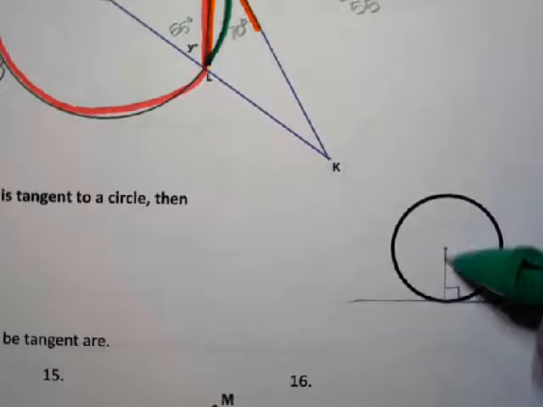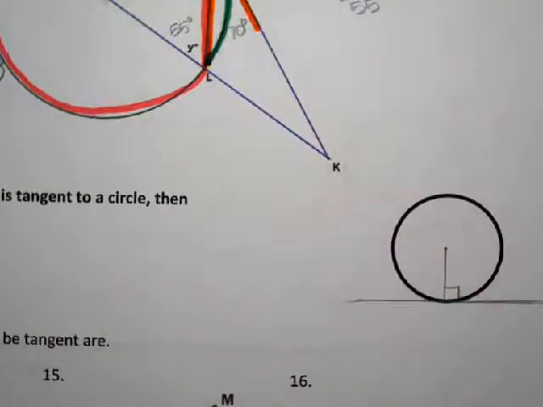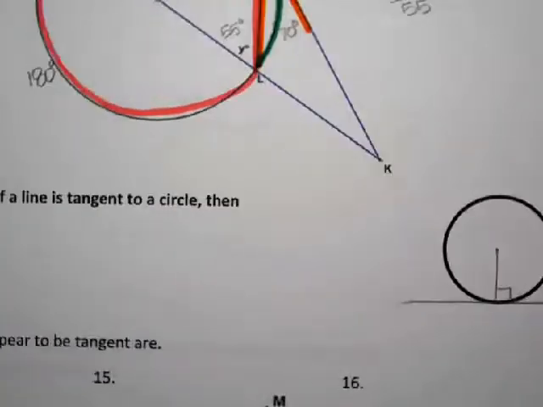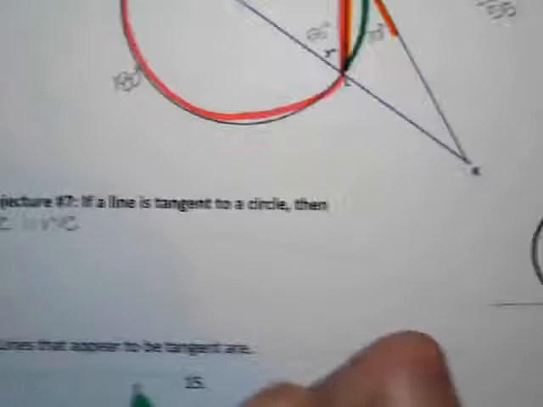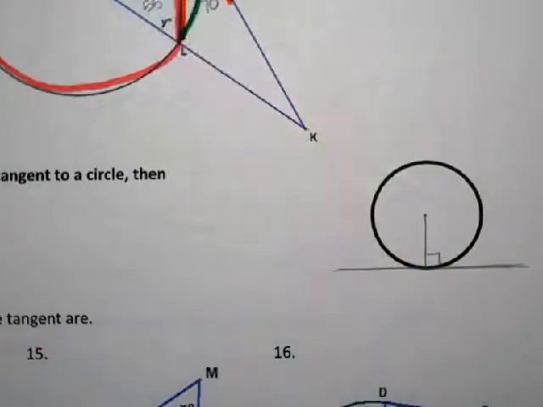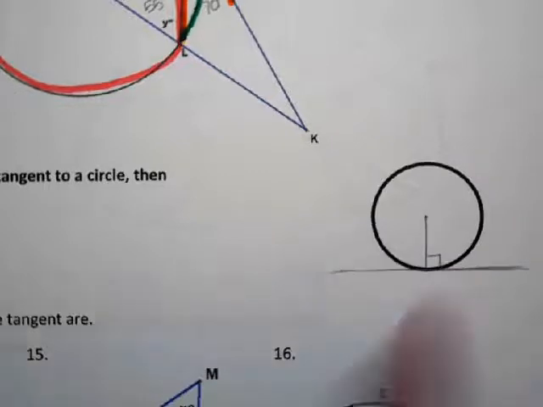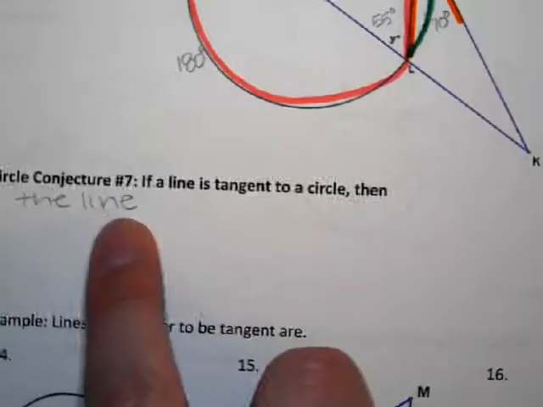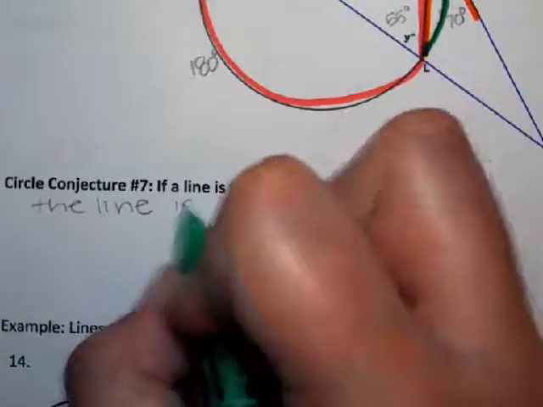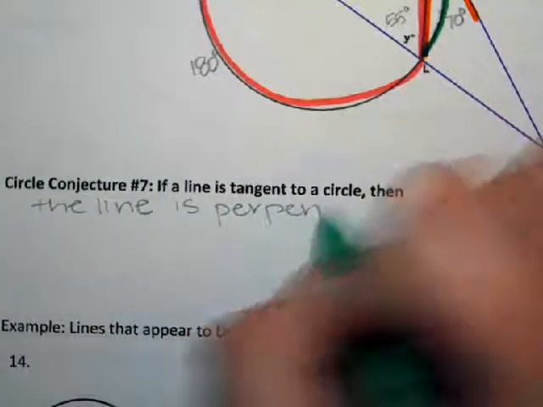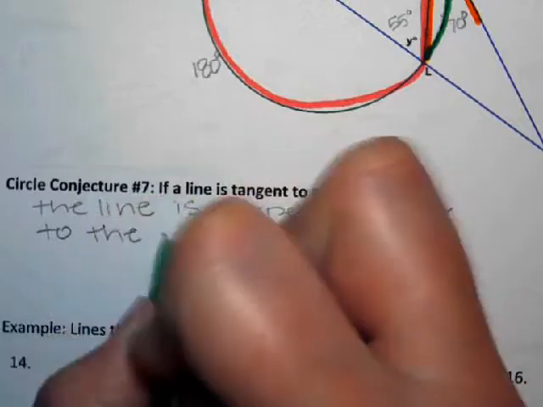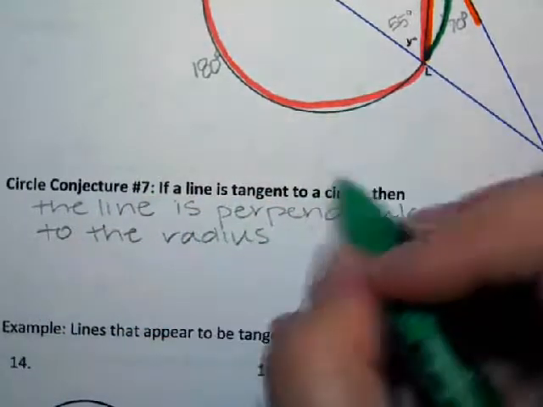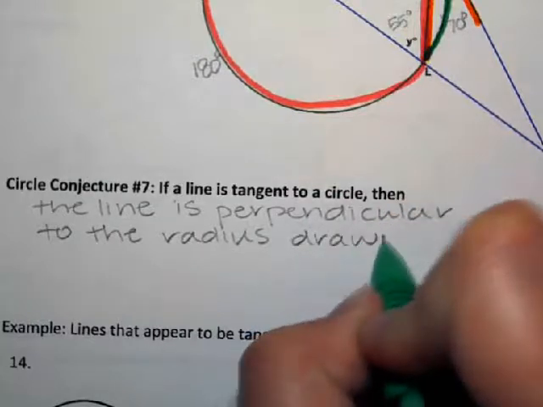So if a line is tangent to a circle, then the line is perpendicular to the radius drawn to the point of tangency. Did everyone see the picture of the tangent line?